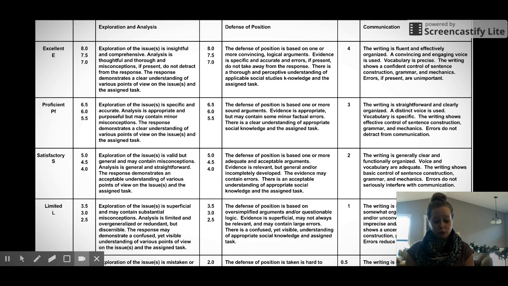Lastly, this is your rubric. Be sure that you familiarize yourself with it. You can find it on the course homepage. Exploration and analysis marks your interpretation to the sources. Defense and position marks your opinion, and communication is that spelling, grammar, and use of social studies language.